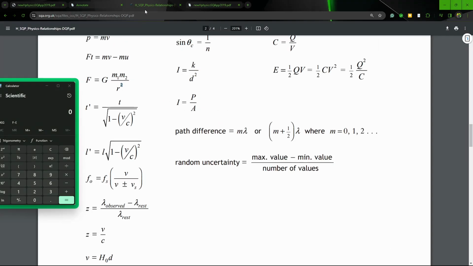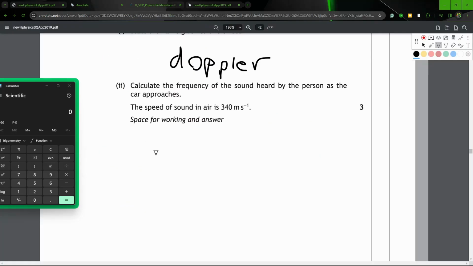Right, well, we want to use our relationships here. f0 equals fs with v over v plus or minus vs. So v is the speed of sound in air, or whatever medium the wave travels in, and vs is the movement of the source. So I'm going to write that in. Undo that by accident. And are we going to plus or minus?